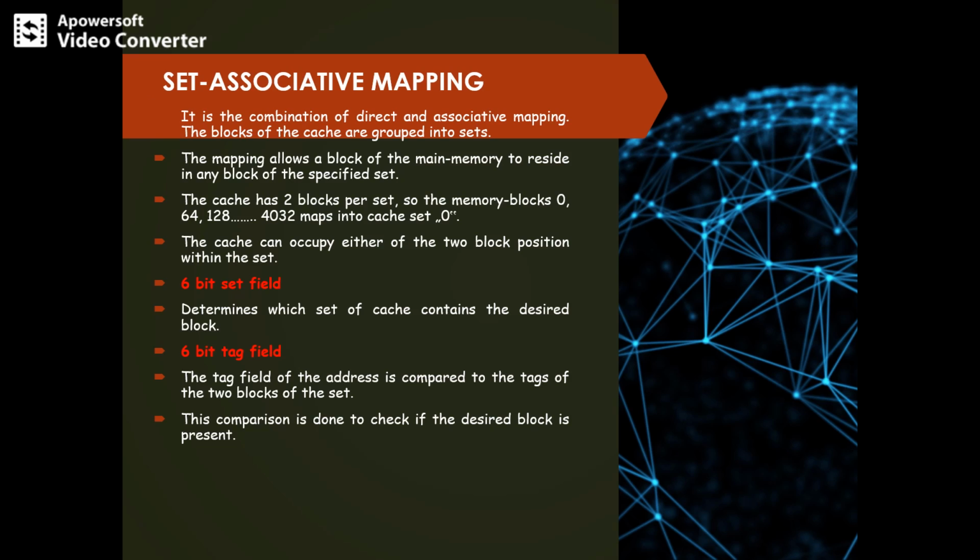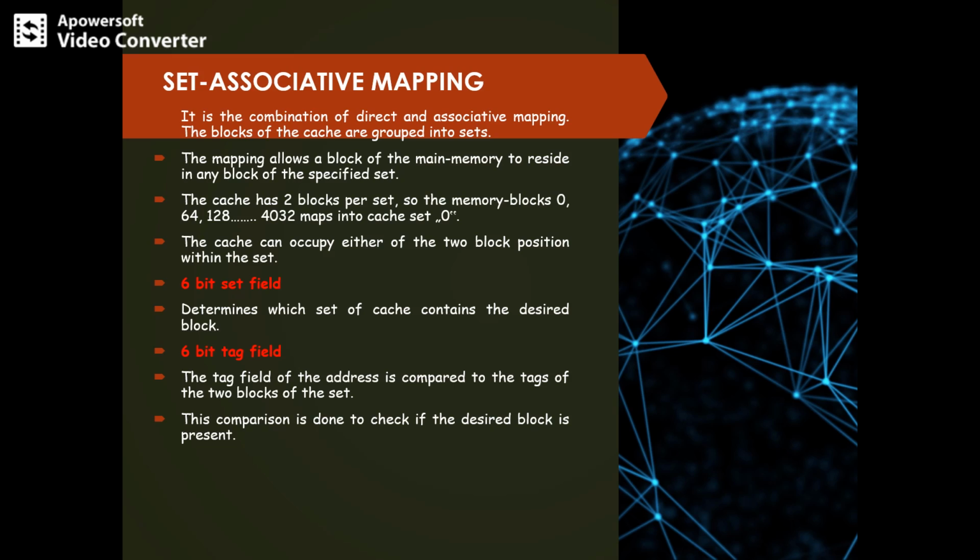In the case of set associative mapping, it's a combination of direct and associative mapping. The blocks of the cache are grouped into sets, so we can combine blocks of information into a single set. The mapping allows a block of the main memory to reside in any block of the specified set. So I'll combine 2 or 3 blocks together and group them as one set.